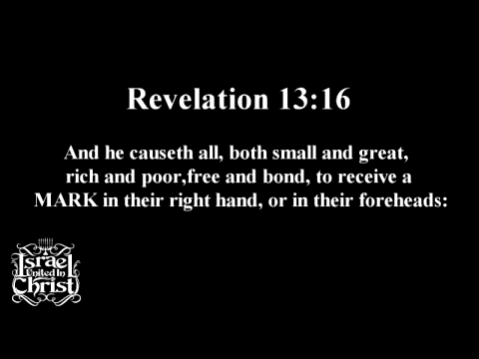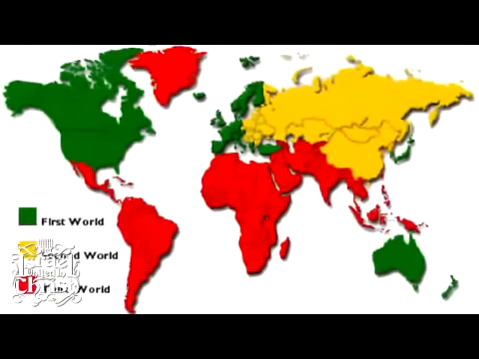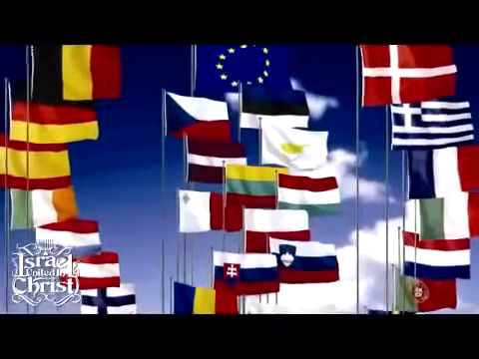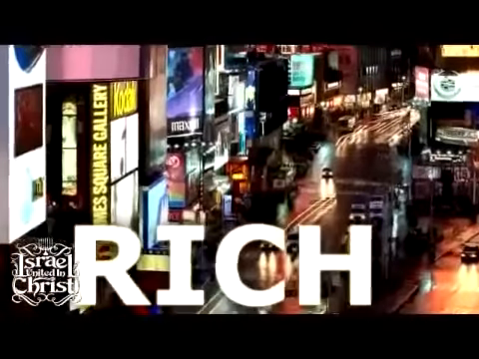"And he causeth all, both small," small nations. "And great," great nations. A small nation is called what today? Third world country. What's a great nation called? The free world, a superpower, the European countries. "Rich and poor." Rich nations are called what? You just said it, same thing. Let me use different words. You've got to say it clearer and clearer.